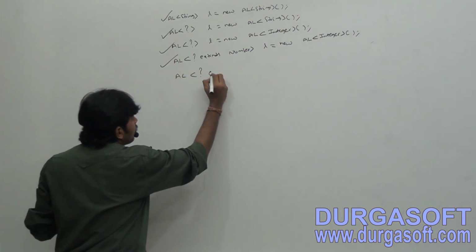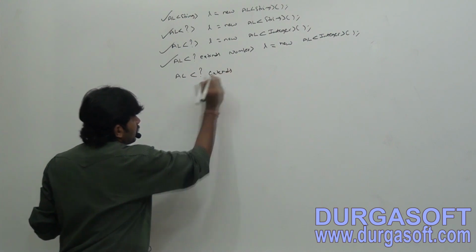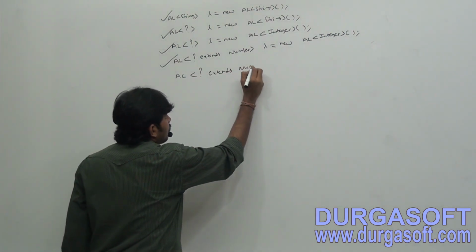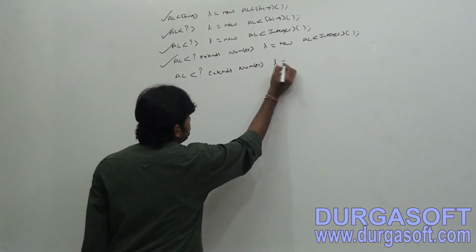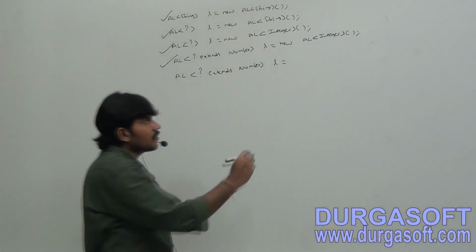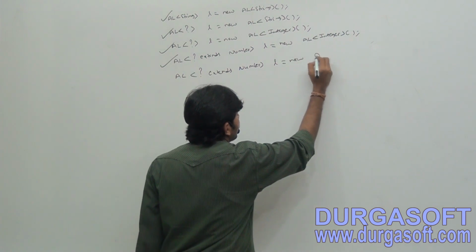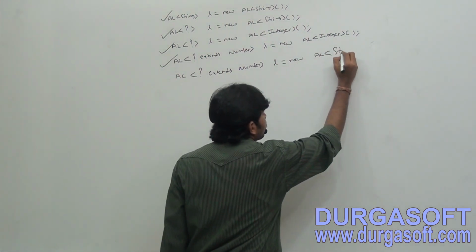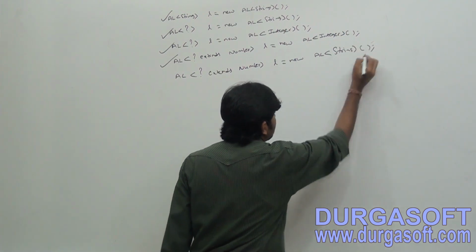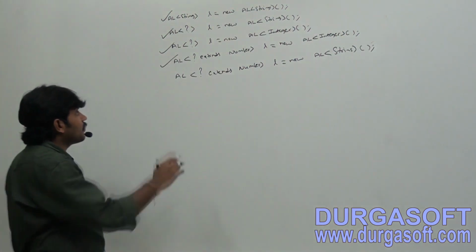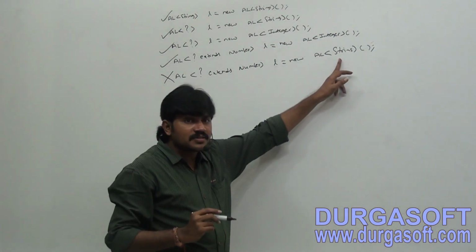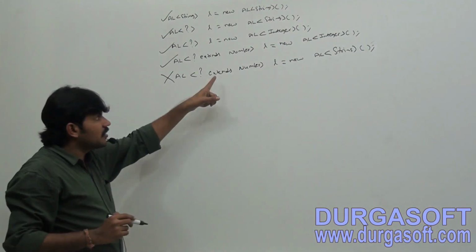ArrayList<? extends Number> l = new ArrayList<String>(). I am taking this. Is it valid or invalid? This one is 100% invalid. What is the reason? Because String class is not a child class of Number.